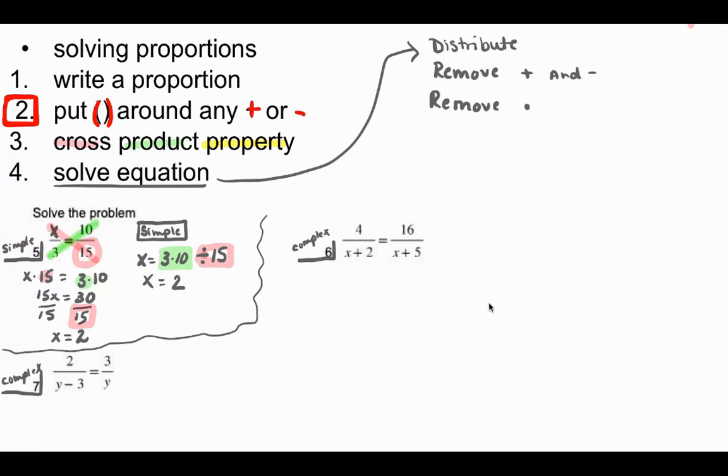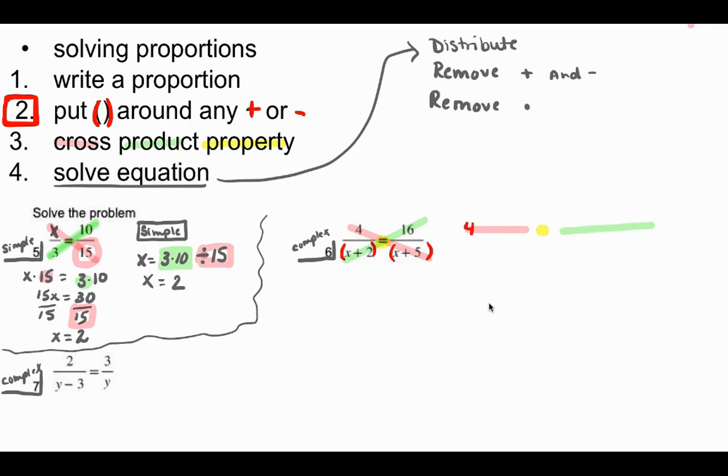With complex proportions, you're either going to see your variable more than once, or you can also see addition or subtraction. So the first thing we need to deal with is all addition and subtraction goes in parentheses. Once the parentheses are in place, we apply the cross product property. So the first part of my cross product is going to do the 4 times the parenthesis x plus 5. We keep that equals, and then the second part of our cross product is going to do the 16 times the x plus 2.